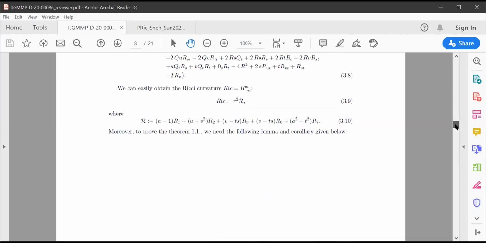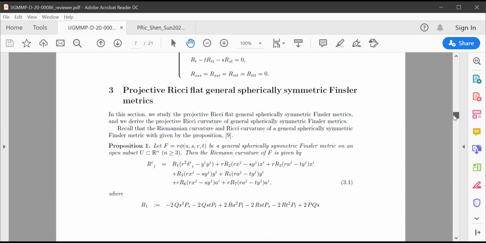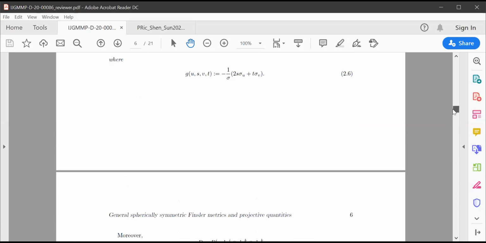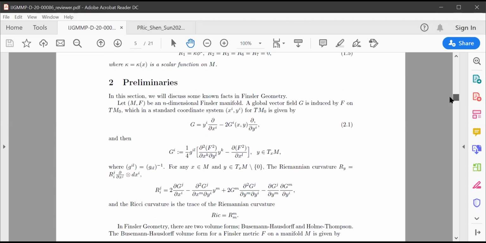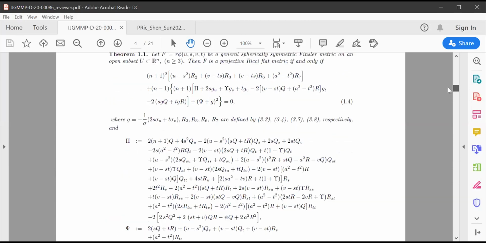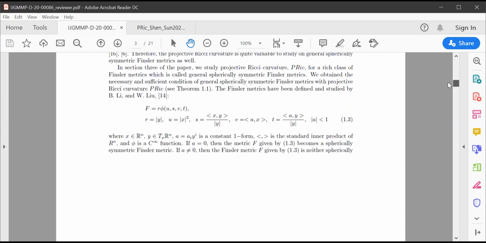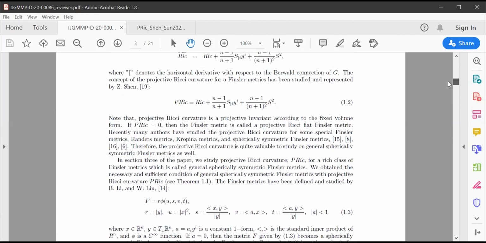3.9 is the Ricci curvature. Okay, that's okay. You need 2.5, that is the S curvature. They're all put into 1.1, 1.2. 1.2 is here. 1.2 is just the formula for the projective Ricci curvature, right?